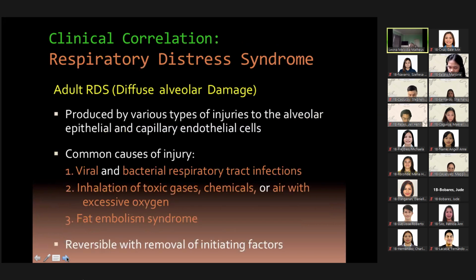We have what we call the respiratory distress syndrome. We have this in adults as well as in infants. In adults, we call it diffuse alveolar damage. And it can be due to various types of injury to the alveolar epithelium and capillary endothelial cells. Now, take note that the injury is in the alveolus and capillary endothelial cells. So what are the causes of injury?